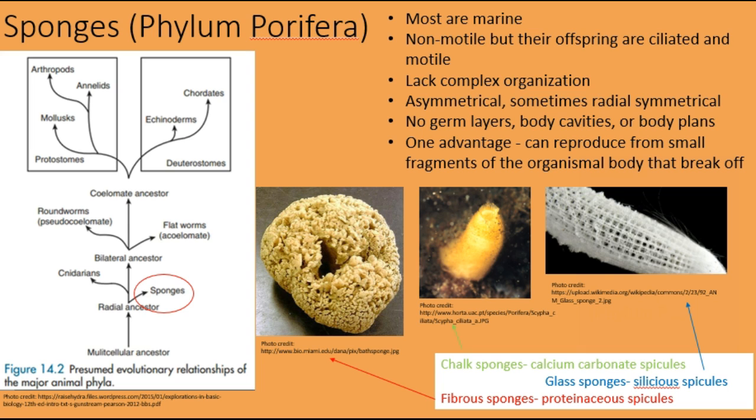One advantage to this simplicity is that sponges can reproduce from small fragments of the organismal body that break off. There are three kinds of sponges categorized by the chemical elements that make up their skeletal elements, spicules. Chalk sponges are made of calcium carbonate spicules, glass sponges from siliceous spicules, and fibrous sponges from proteinaceous spicules.